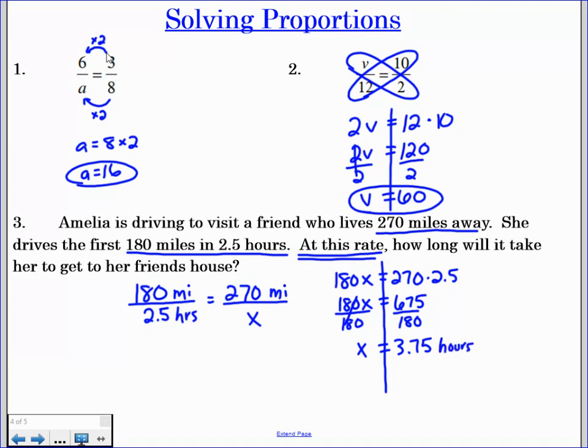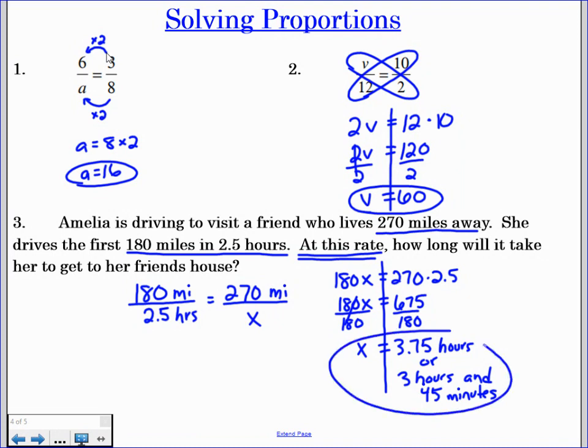If you're really feeling fancy, we can convert this into hours and minutes if we want. 3.75 is 3 3/4. So you could also say that this is 3 hours and 45 minutes. You don't necessarily have to do that. I would consider either answer as correct. So the solution here, it would take her 3 hours and 45 minutes to make this 270-mile trip.